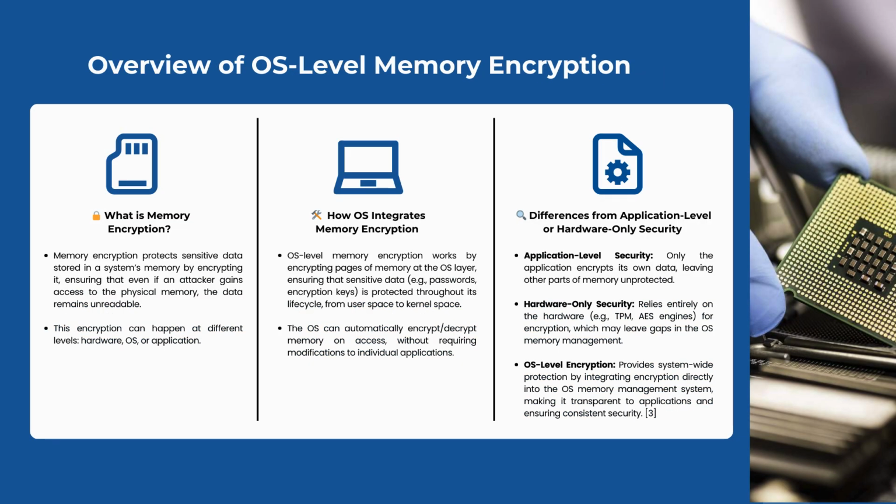Overview of OS level memory encryption. OS level memory encryption is a method where the operating system itself is responsible for encrypting and decrypting the data in memory. It ensures that sensitive data is always encrypted, even when it is actively used by running programs. Unlike traditional file encryption, which encrypts data at rest on storage, OS level memory encryption protects data while it is actively being used. This is crucial because, as we mentioned, even if an attacker can compromise the physical memory, encrypted data will remain unreadable.